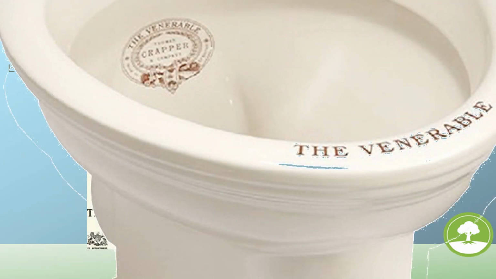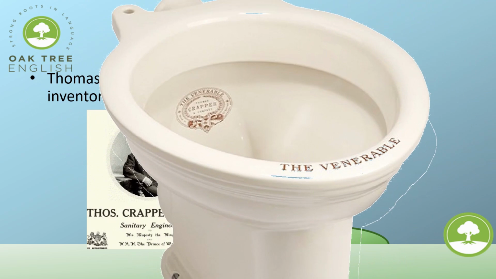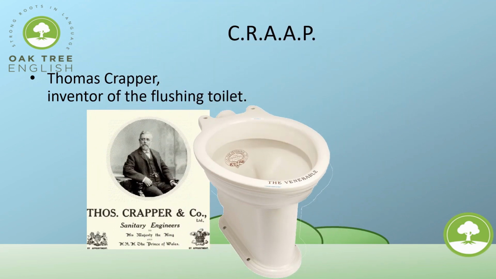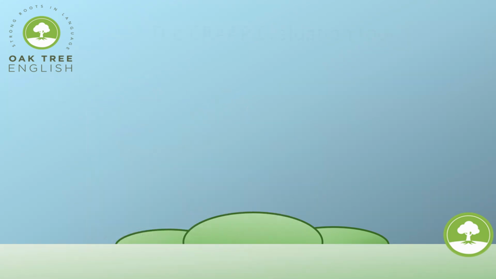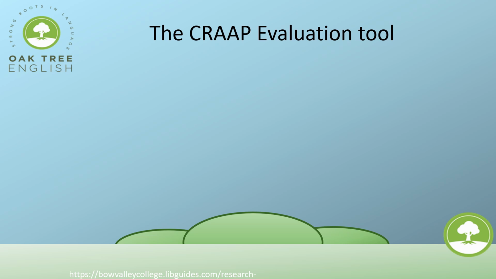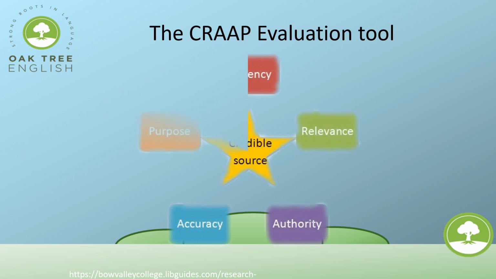Somewhat undignified acronym, CRAAP. No reference to Thomas Crapper, inventor of the flushable toilet. Like a tongue, it tests different aspects of the text's flavour. It tests currency, relevance, authority, accuracy, and purpose.